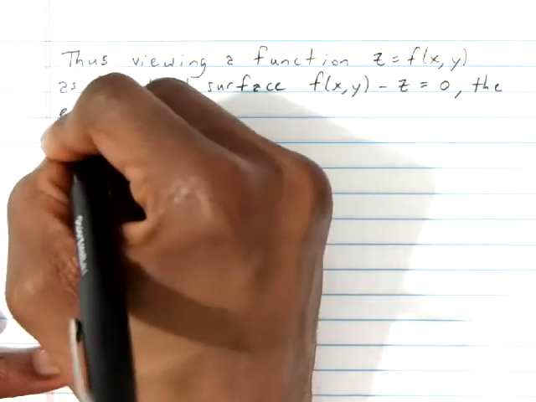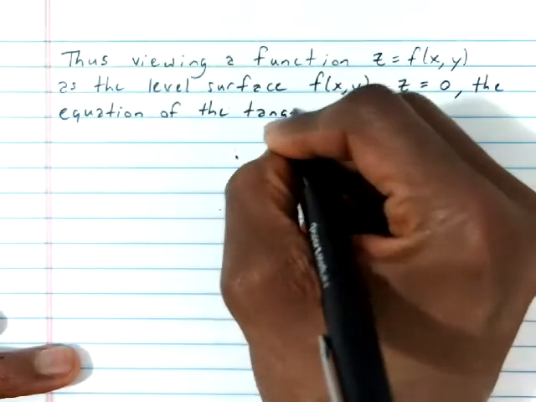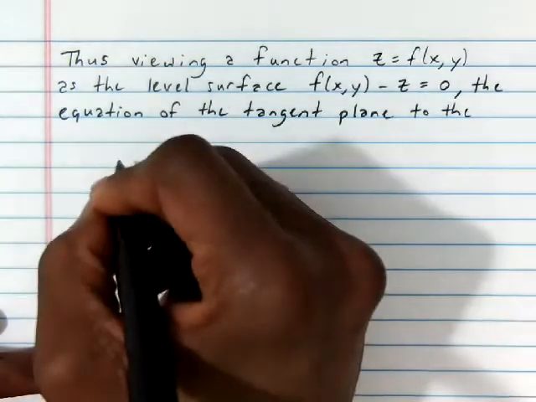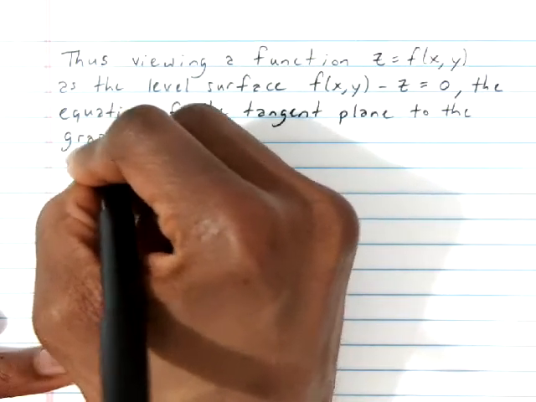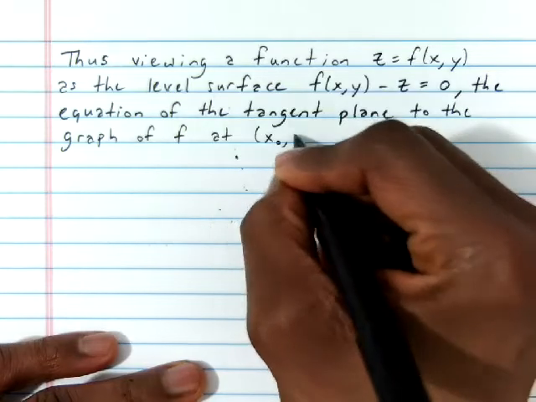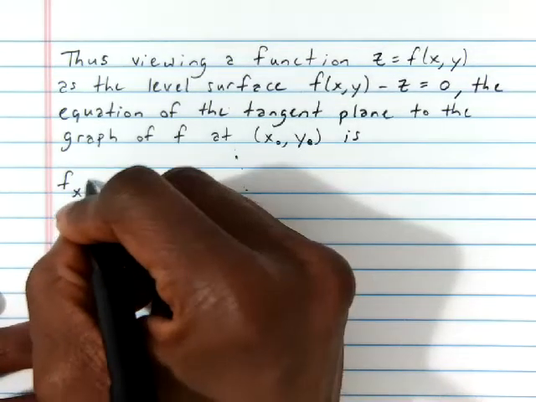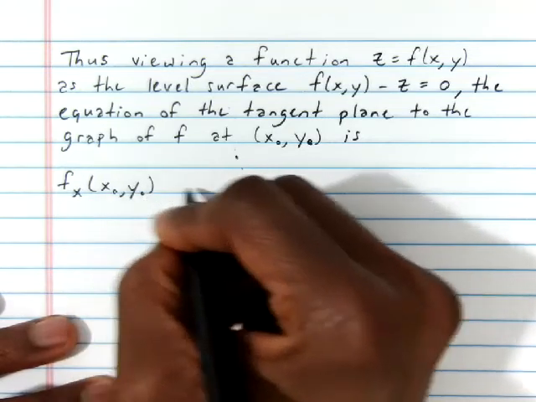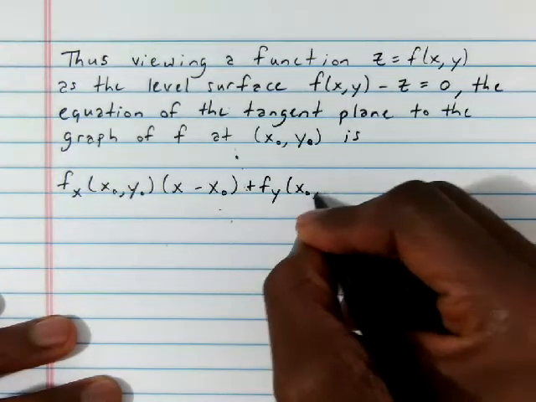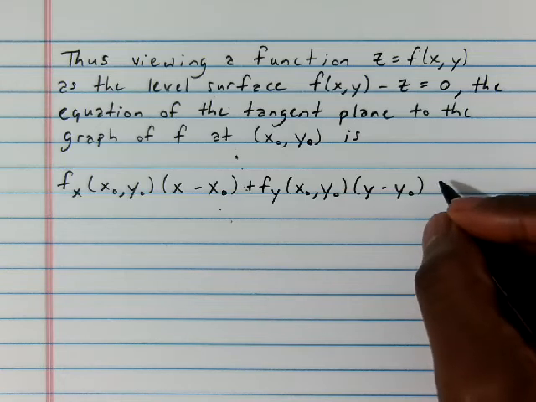The equation of the tangent plane to the graph of f at the point x naught, y naught is the partial of f with respect to x at x naught, y naught times x minus x naught plus the partial of f with respect to y at x naught, y naught times y minus y naught. And then that formula set plus the partial of f with respect to z.